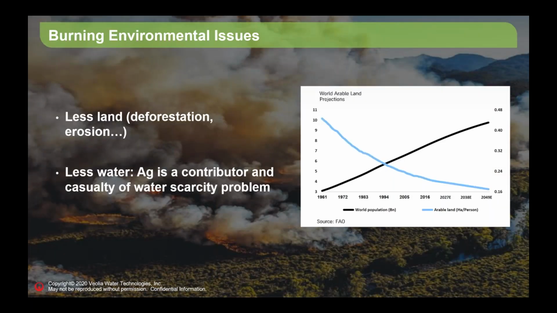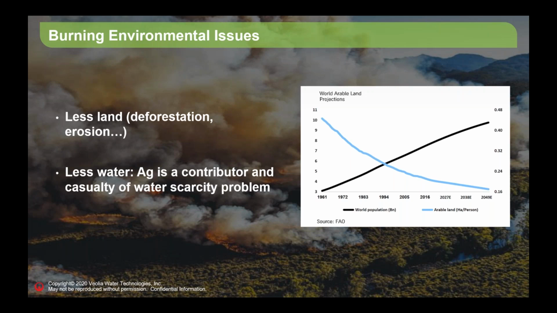On the other hand, the agriculture industry globally is having a lot of pressures. The pressures are coming from the burning environmental issues that the world is experiencing. I don't need to remind you, but you know all the problems related to less arable land and the problem of water scarcity that the world is suffering from. The agriculture industry is a contributor and a casualty of this problem, and it's a centerpiece in this problem.